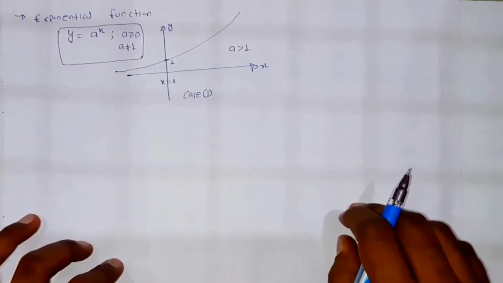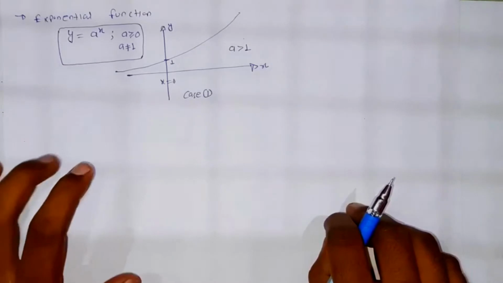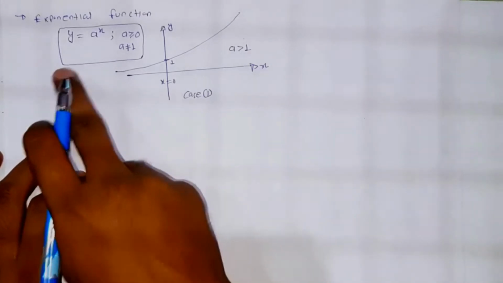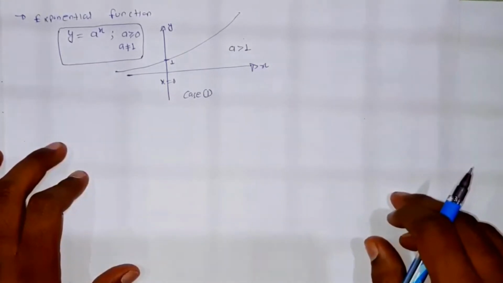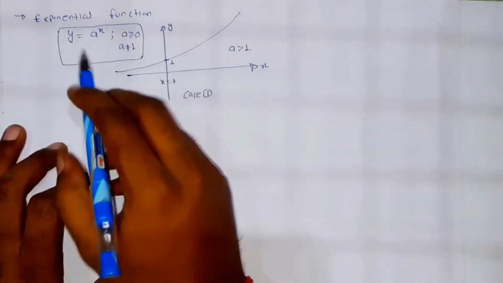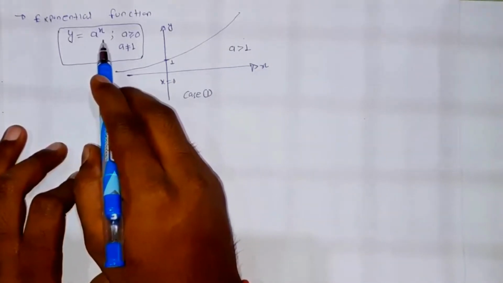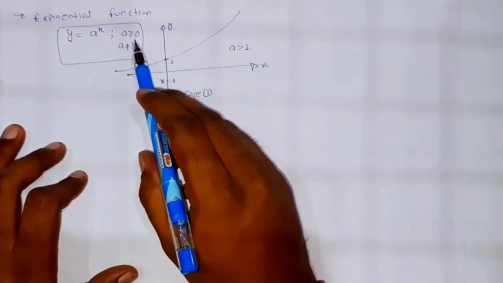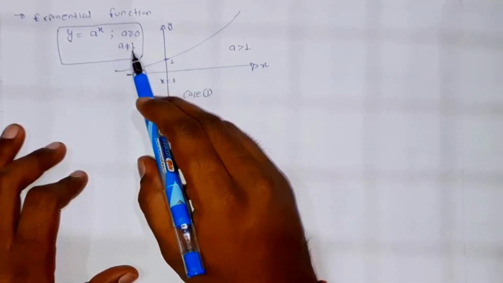So in this tutorial I would like to tell you about another kind of function, that is the exponential function. The definition of the exponential function is like this: y is equal to a to the power x, where a should be greater than or equal to 0 and a should not be 1.